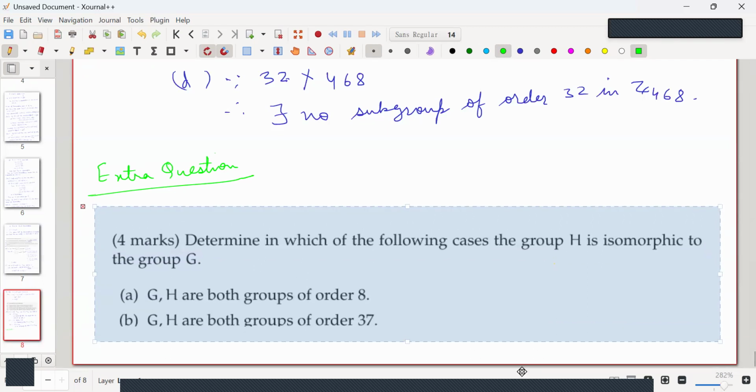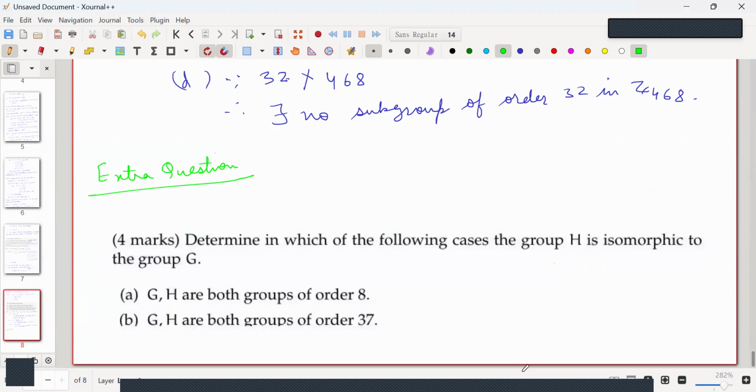Determine in which of the following cases H is isomorphic to the group G. The first case is when both are of order 8. These need not necessarily be isomorphic. One could be abelian, one could be non-abelian. So you need to tell me one non-abelian group of order 8. Do you know any?